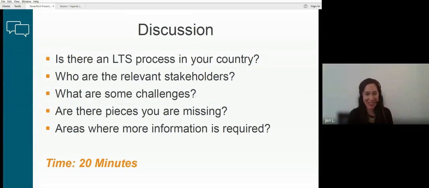Maybe we should call on St. Lucia. St. Lucia, can you share with us, do you have an LTS process? Just these first top discussion points, and who's the kind of body that is in charge of that process and the relevant stakeholders?